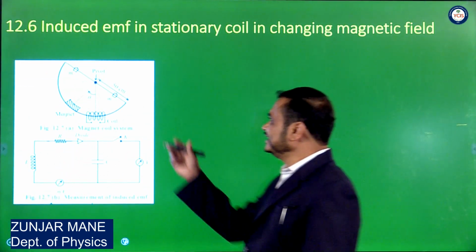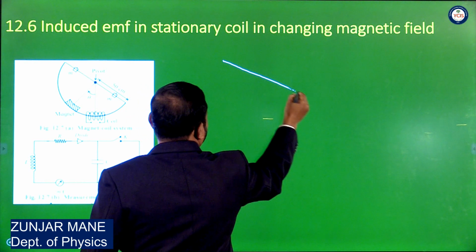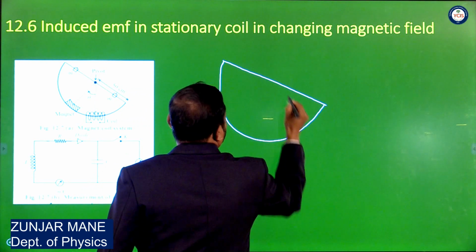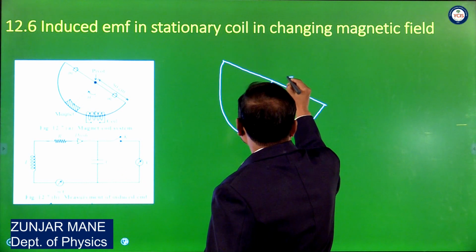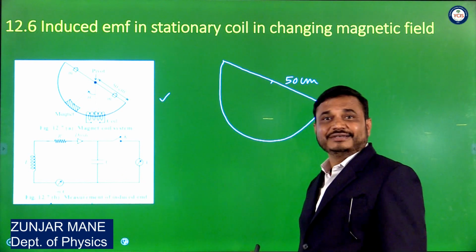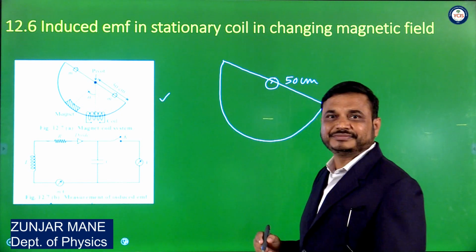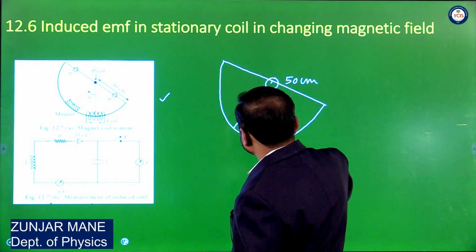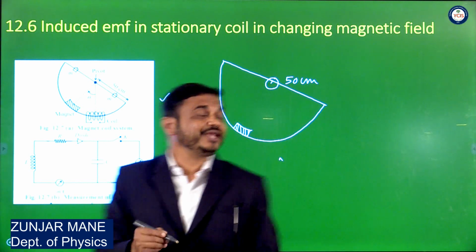So let us consider a semicircle aluminium frame of a radius 50 centimeter as shown in this figure. This frame is pivoted at this point and the magnet is mounted or fixed on this frame.